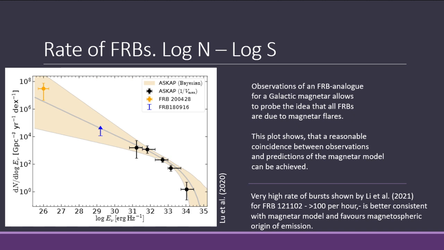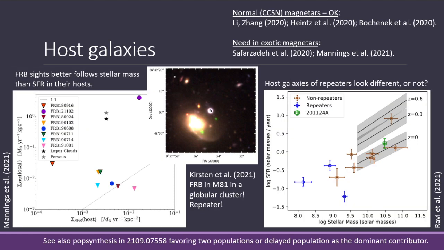The rate of fast radio bursts at the moment doesn't tell us much. Just the good news is that even with new measurements, with the source in M81, with the galactic magnetar, more or less everything is consistent with the magnetar scenario. So this is not maybe the most important frontier of the present day studies.